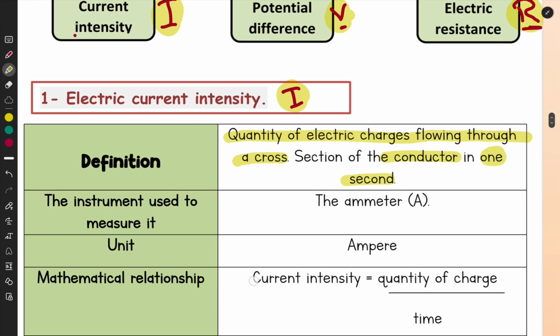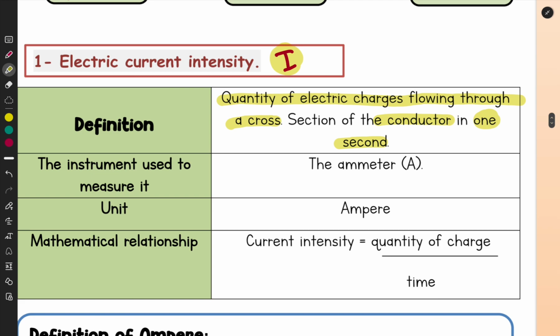The instrument used to measure it. Of course, I use some instrument. Like if I want to measure the mass, I use the balance. If I want to use some tool to measure the length, I use a ruler, a graduated ruler, of course.